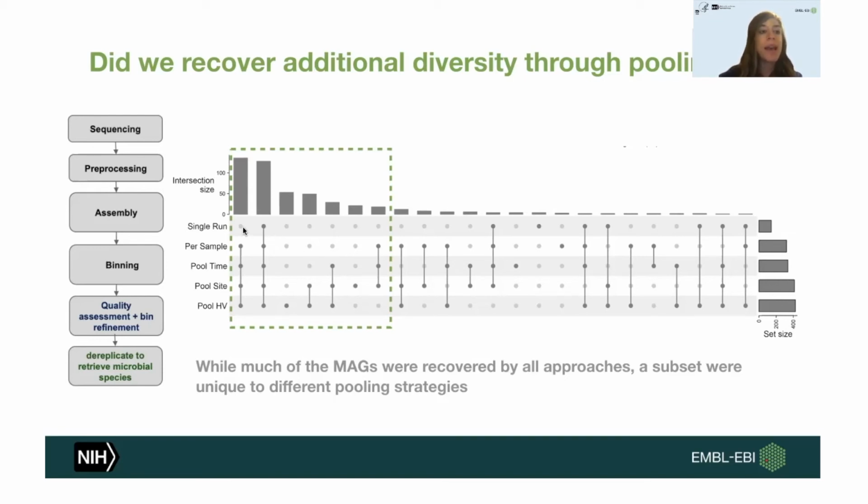Here we find that while much of the MAGs were recovered by the majority of the pooling strategies, a subset of the MAGs were unique to only a handful of the pooling strategies. So for example, the pool HV and the pool site. This really shows that there's a benefit to each of these strategies that we had tried, as perhaps each may preferentially enrich for a microbe and allow it to be recovered as a MAG.